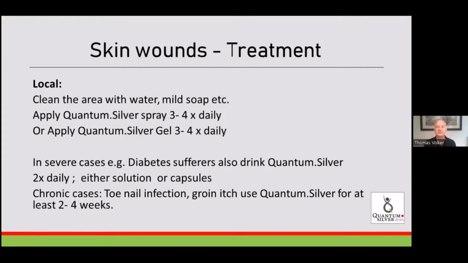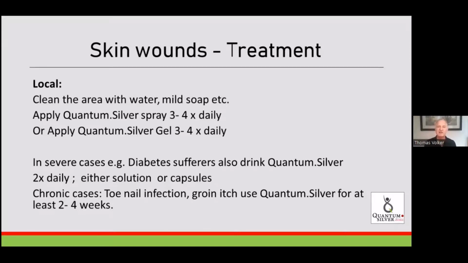In the case of acne or fungal infections, one can use a mild soap just to wash those areas or the skin, and then apply quantum silver spray at least 3 to 4 times a day on the affected area, or you can use the quantum silver gel, which is very common. Especially I would recommend, for infections, for example, groin itch, the ringworm, or a toenail infection, that one rather uses the gel, because the quantum silver is quite concentrated there.